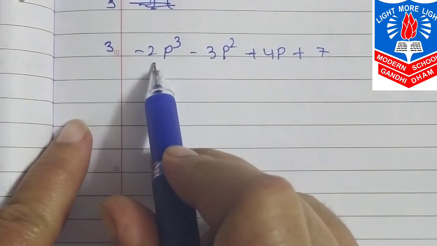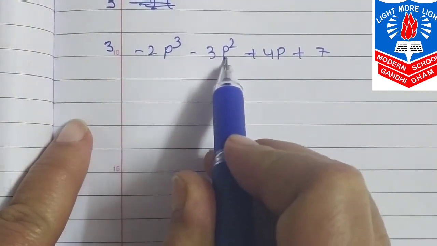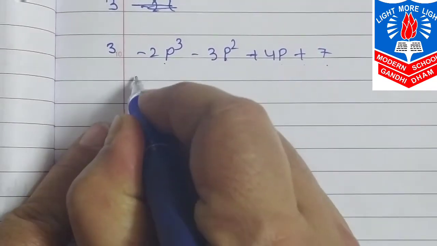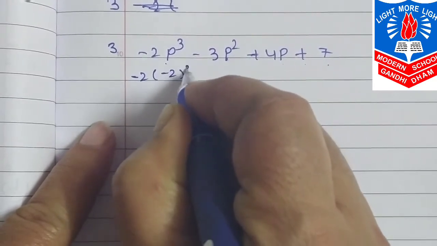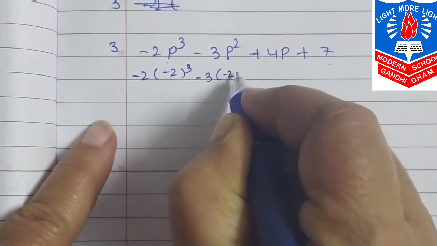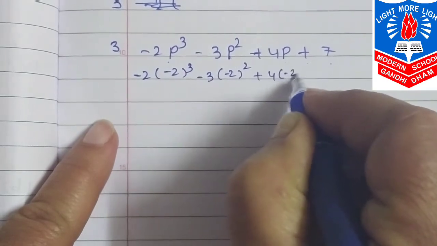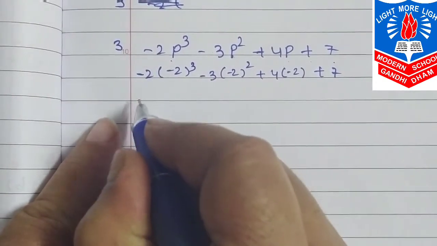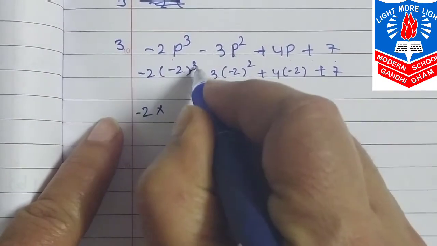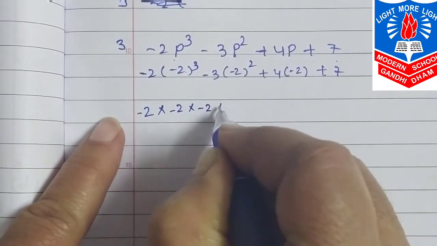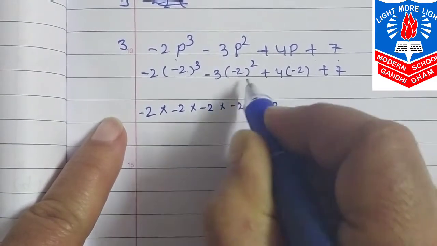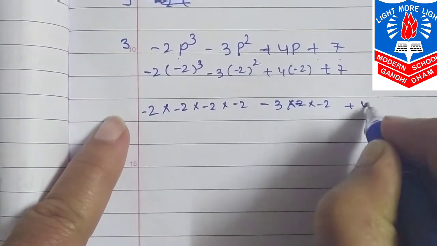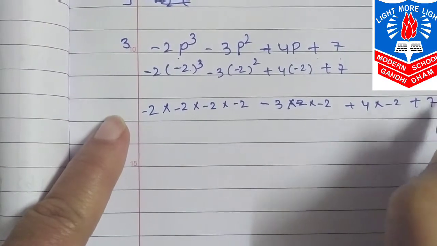Yes, third one, minus 2p cube minus 3p square plus 4p plus 7. Here the value of p is minus 2. So minus 2 here, and minus 3 into minus 2 square plus 4 into p plus 7. First we keep the value of p in such a way. Then we expand minus 2 cube, it means 3 times minus 2, minus 3 into minus 2 into minus 2 plus 4 into minus 2 plus 7.